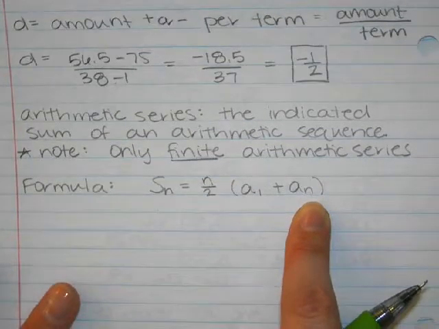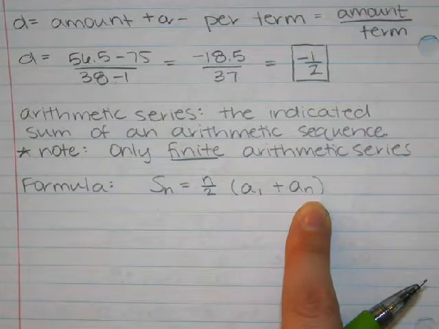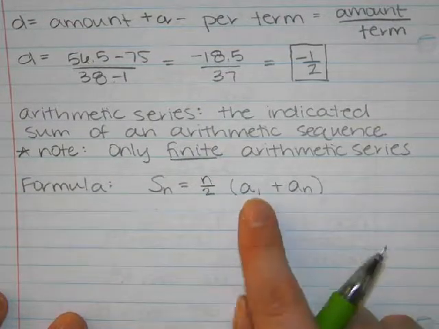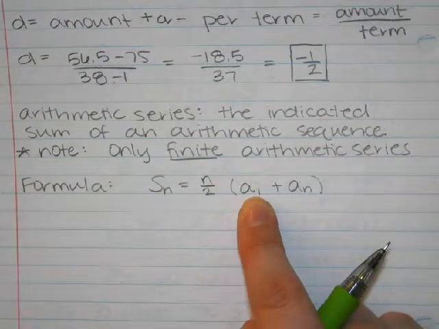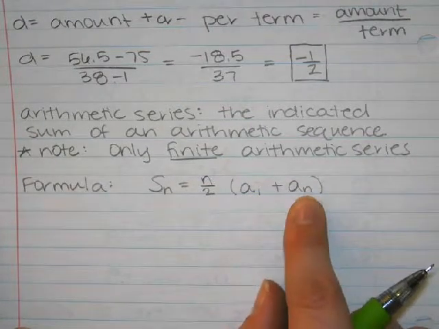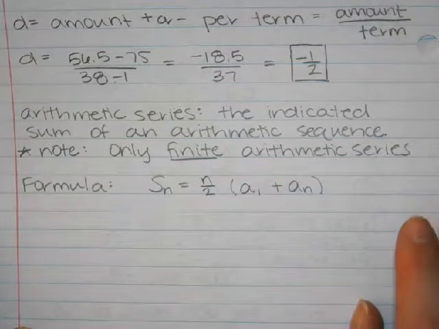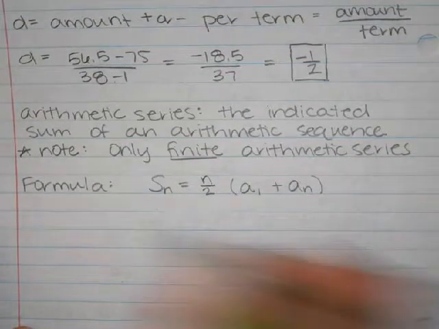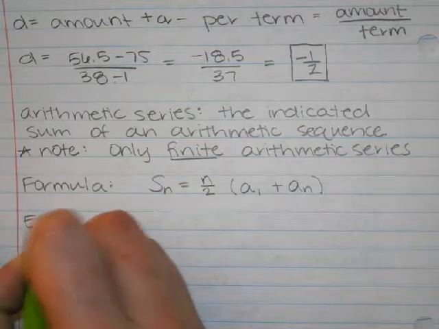So if you're finding the sum of 28 terms, then you would do 28 divided by 2. You would find the first term and write it there. Find the 28th term and write it there. And then you'd plug in your formula to the calculator and see what you get. Okay? All right, so we're going to go ahead and go through some examples.